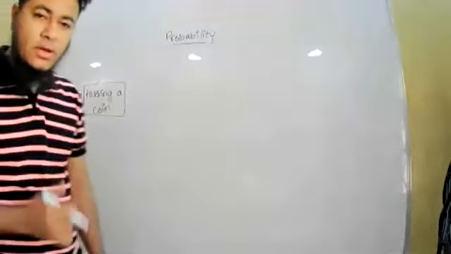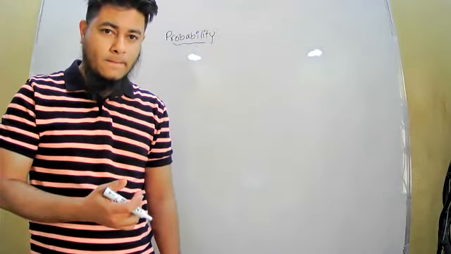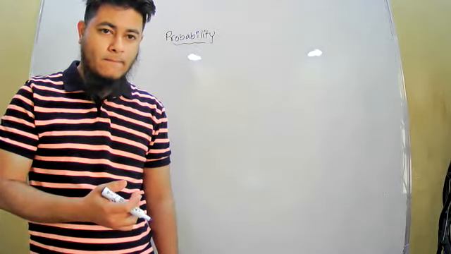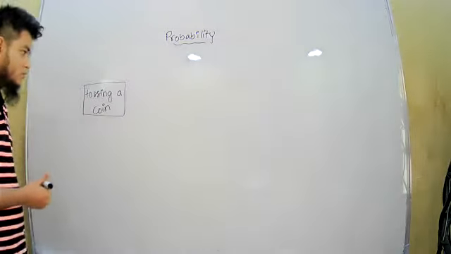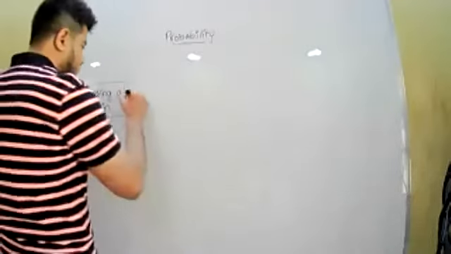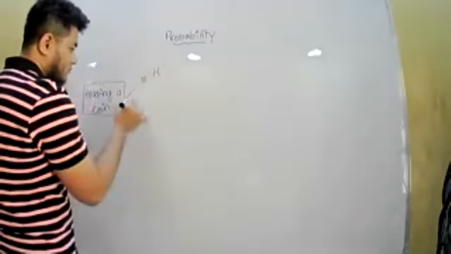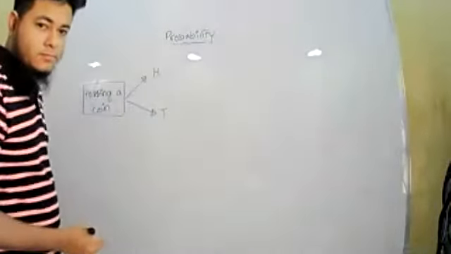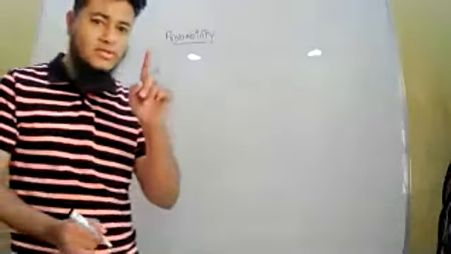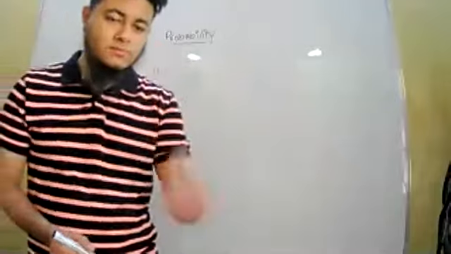If we toss a coin, how many outcomes are possible? Two. What are they? Heads and tails. Very good. Now this is for one time tossing. Let us say we have tossed the coin two times.